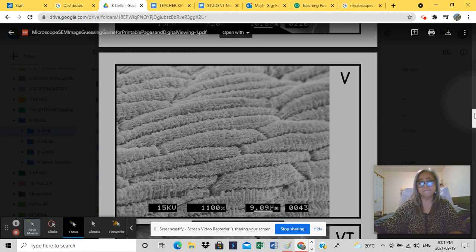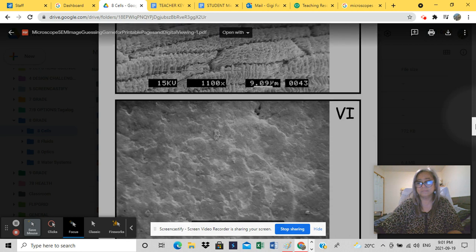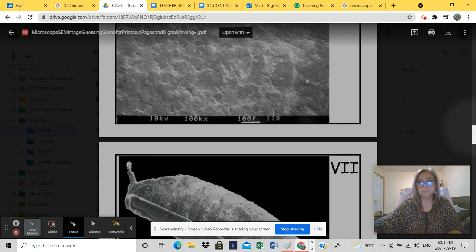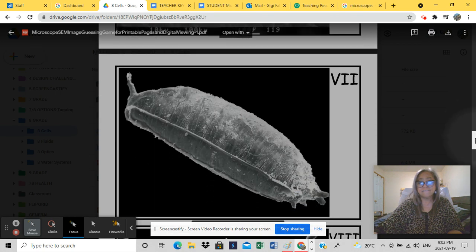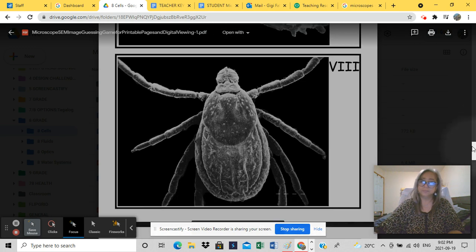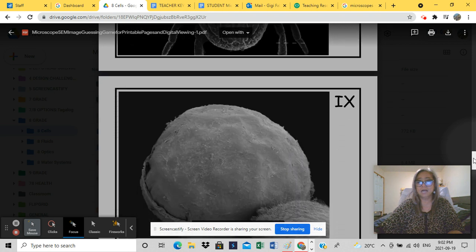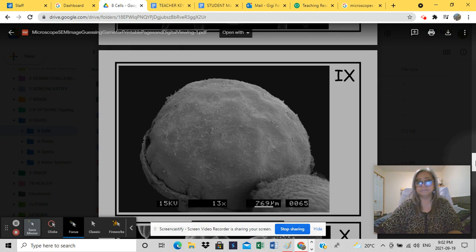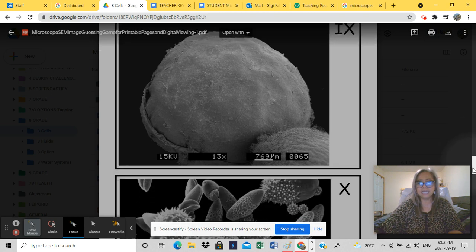Roman numeral five. So take a closer look, right? And just make some intelligent guess. Roman number six. Roman number seven. Now maybe this one, you have a basic idea of what it could be, right? How about Roman number eight? Interesting image here. Roman number nine. And lastly, Roman number 10.